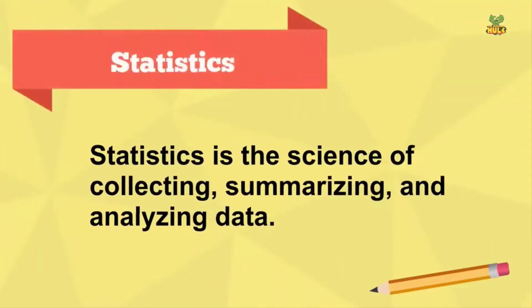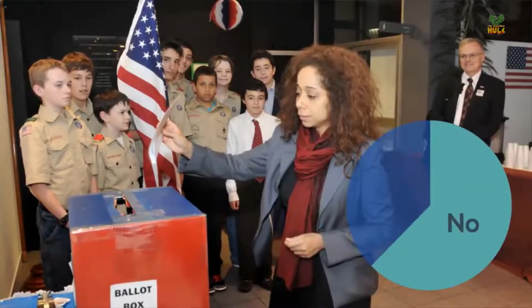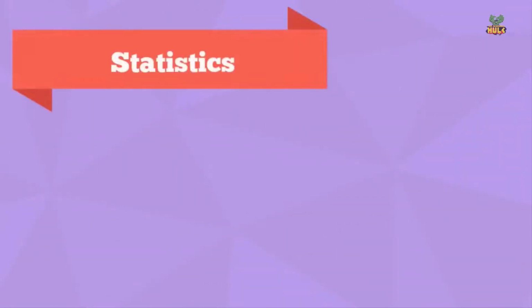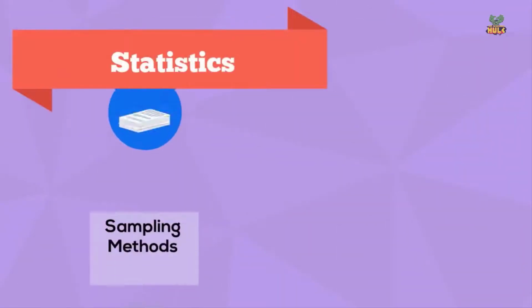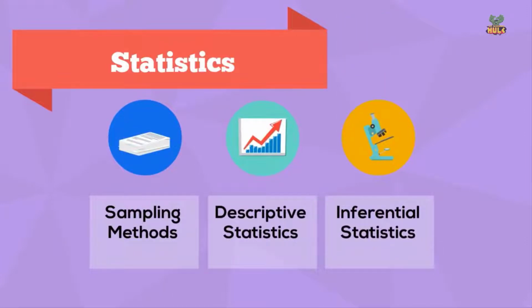Well, statistics is the area of mathematics which primarily deals with collecting and analyzing data. Some great examples might be keeping track of your favorite team as they rack up wins and losses, or perhaps using data to try and predict the outcome of an election. To be more specific, statistics can be broken down into the areas of sampling methods, descriptive statistics, and inferential statistics.